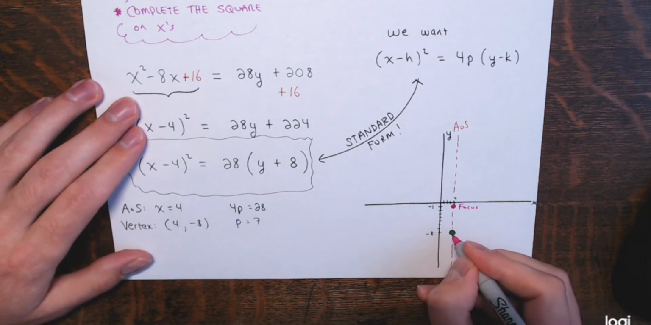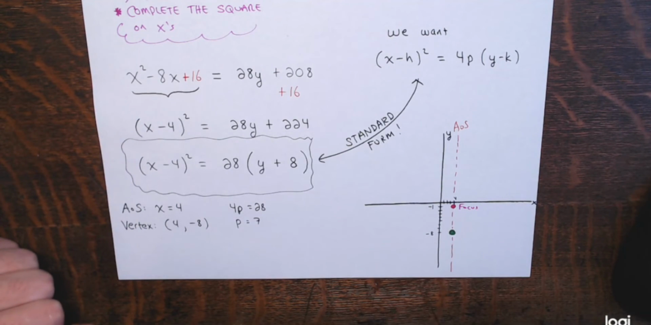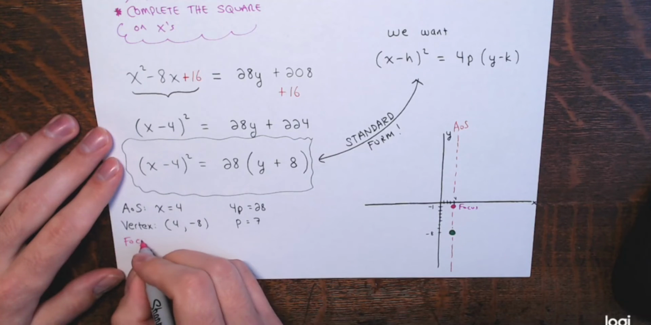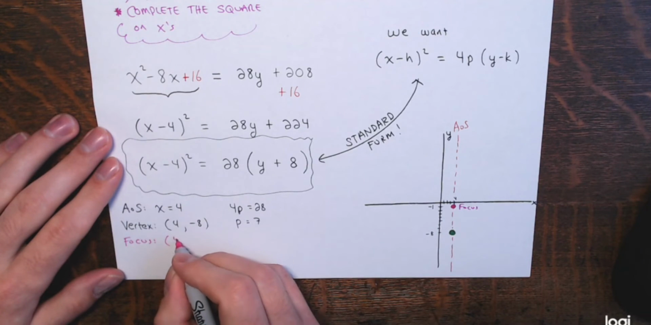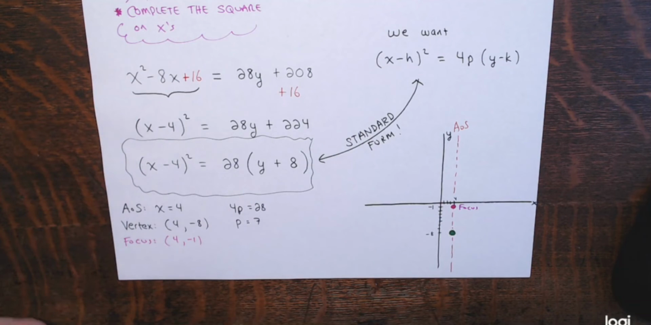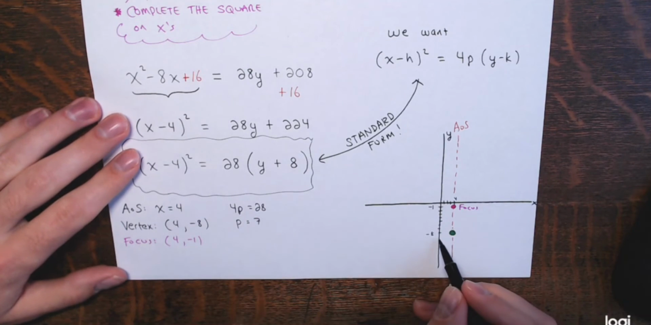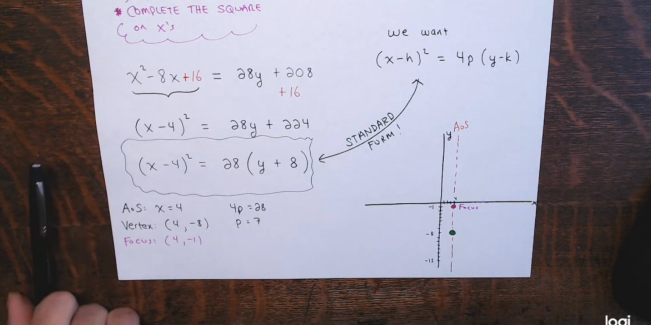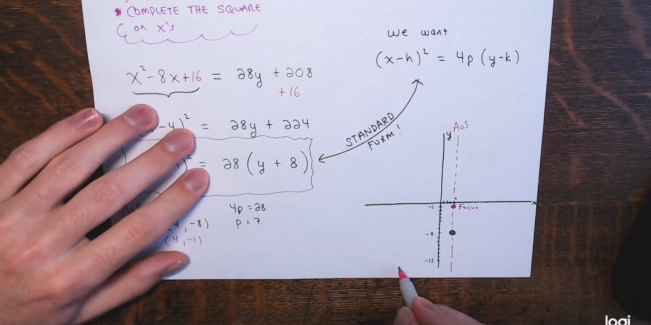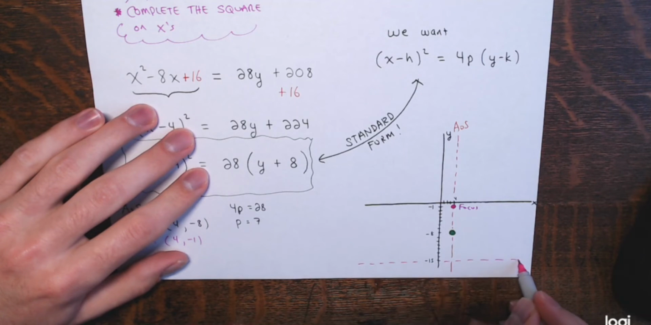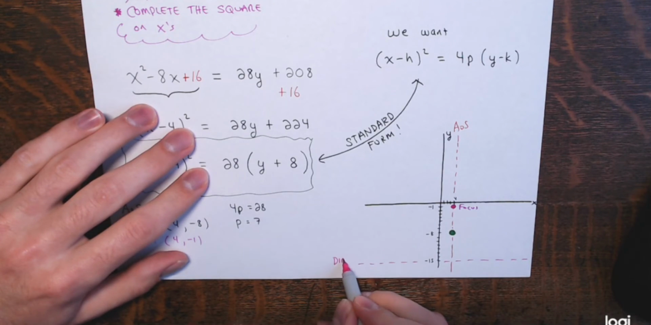I just added 7 to the y coordinate of the vertex, and I'll write out what the focus is over here. It would be at 4, negative 1, right? Just adding 7 to the y coordinate of the vertex. And then if you subtract 7 from the y coordinate of the vertex, you get the directrix. Here's the directrix, 7 units below the vertex and horizontal. If the axis of symmetry is vertical, the directrix will be horizontal, and that's y equals negative 15.